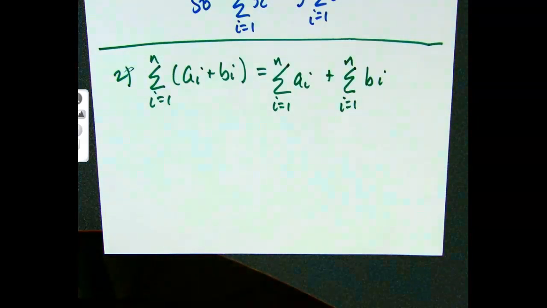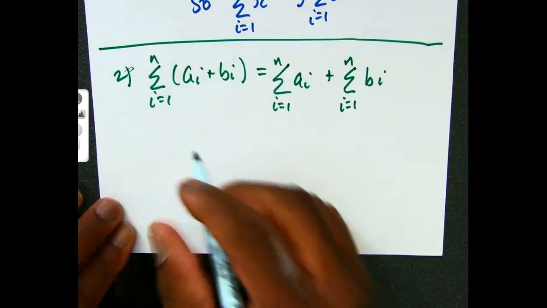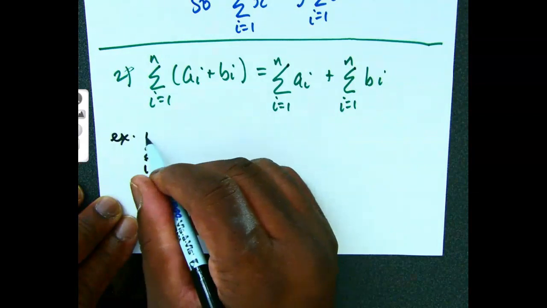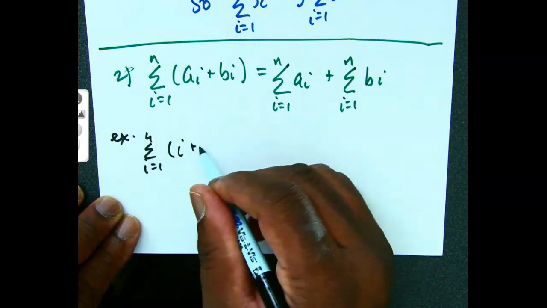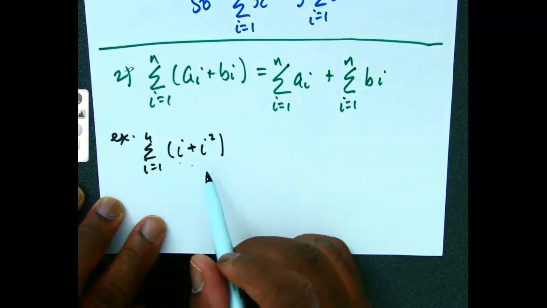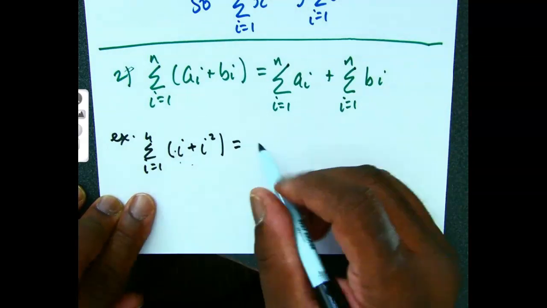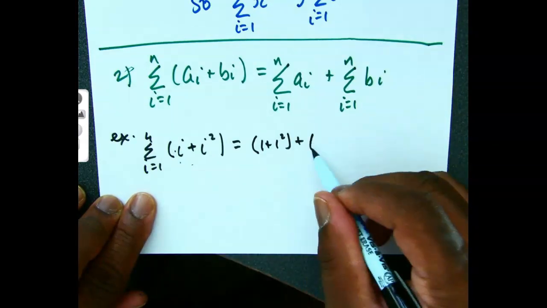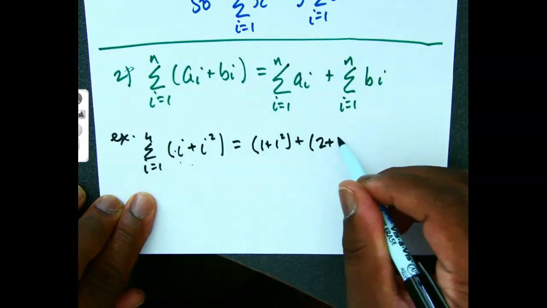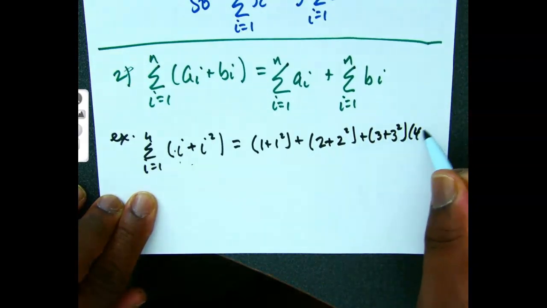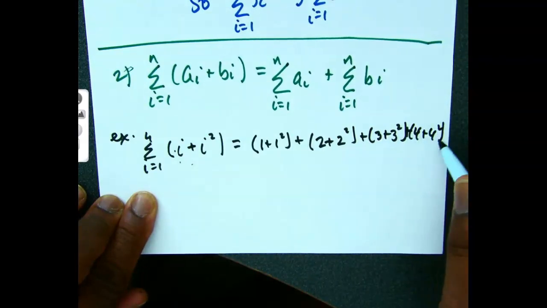So our example here, let's say we have the summation i equals 1 to 4 of i plus i squared. So here you have two separate rules. Well, when i is 1, you're going to get 1 plus 1 squared. When i is 2, 2 plus 2 squared, 3 plus 3 squared, plus 4 plus 4 squared.